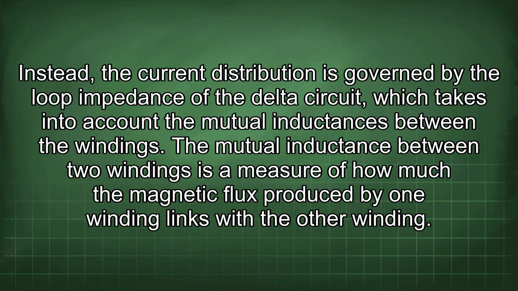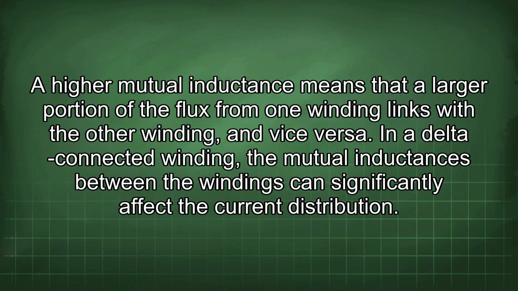Instead, the current distribution is governed by the loop impedance of the delta circuit, which takes into account the mutual inductances between the windings. The mutual inductance between two windings is a measure of how much the magnetic flux produced by one winding links with the other winding. A higher mutual inductance means that a larger portion of the flux from one winding links with the other winding, and vice versa. In a delta-connected winding, the mutual inductances between the windings can significantly affect the current distribution.